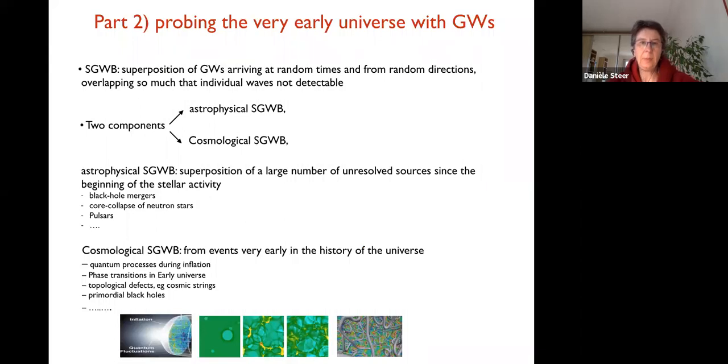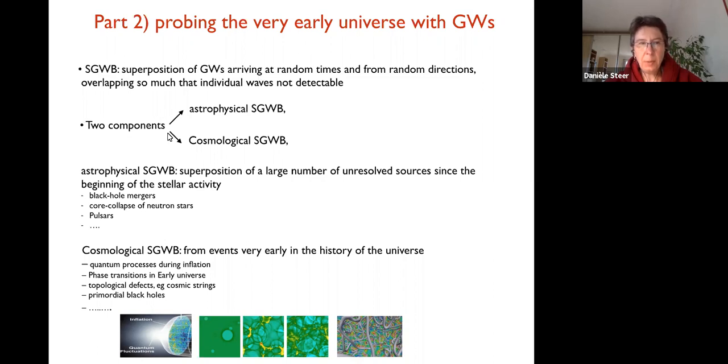Probing the very early universe with gravitational waves, as we saw last time, I argued can be done by looking at the stochastic gravitational wave background. So we're no longer talking about individual sources, which you can see, but rather the superposition of gravitational waves arriving from random times and random directions. And the idea is that they overlap so much that you can't see them individually.